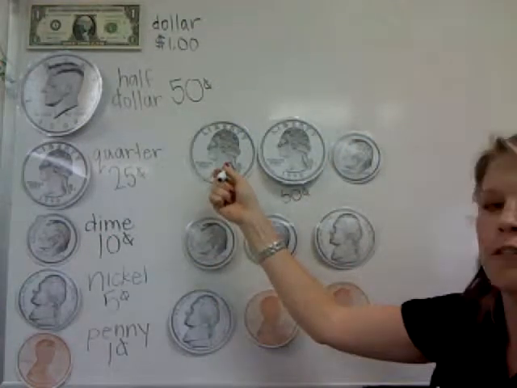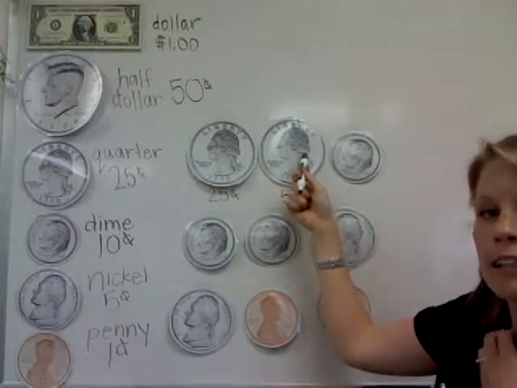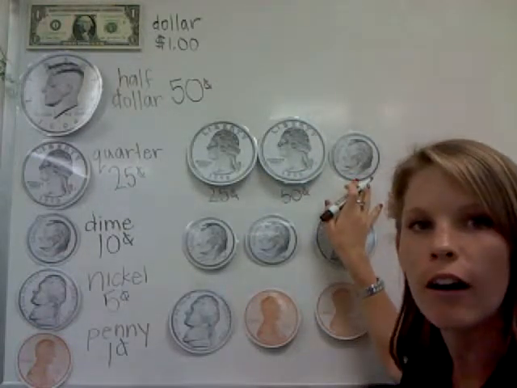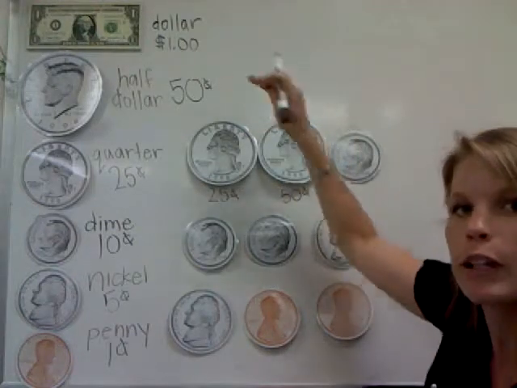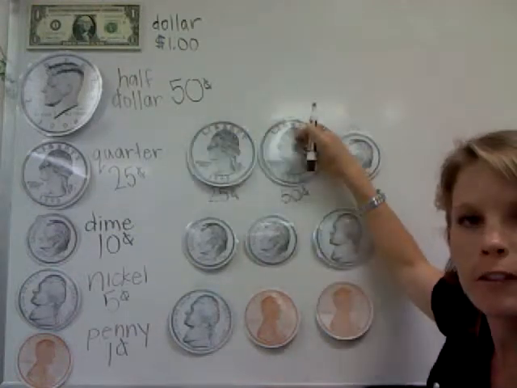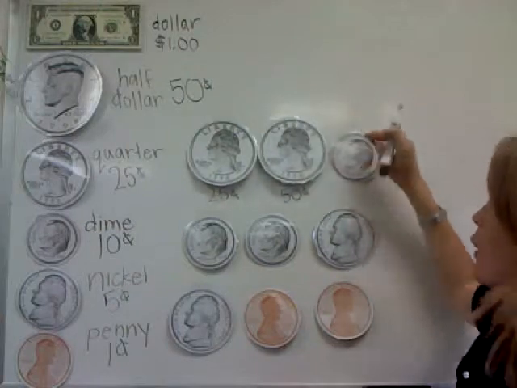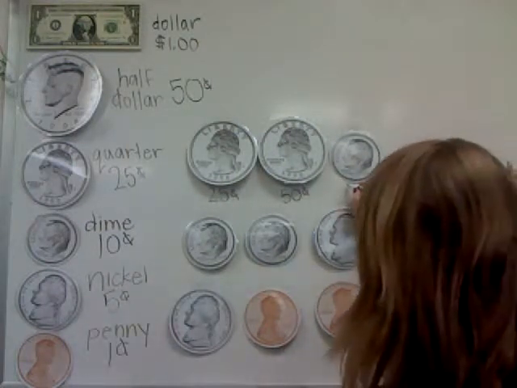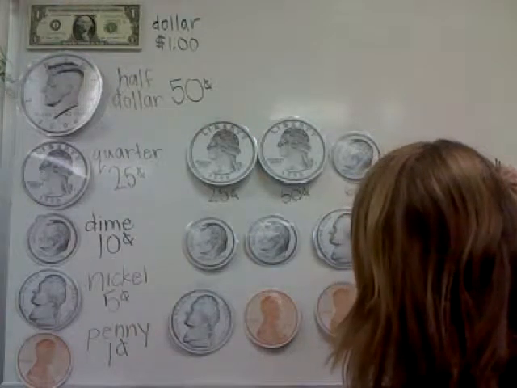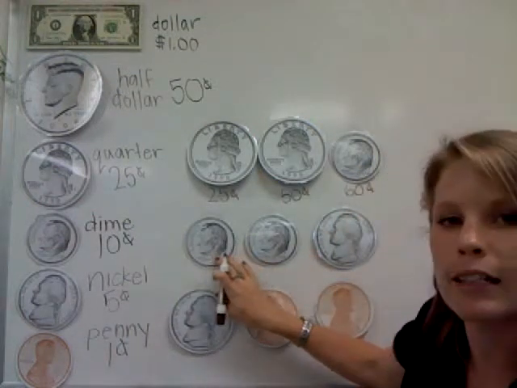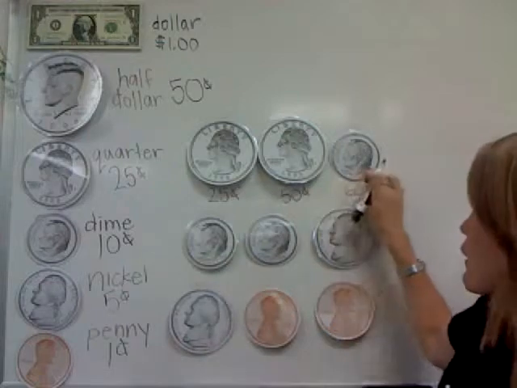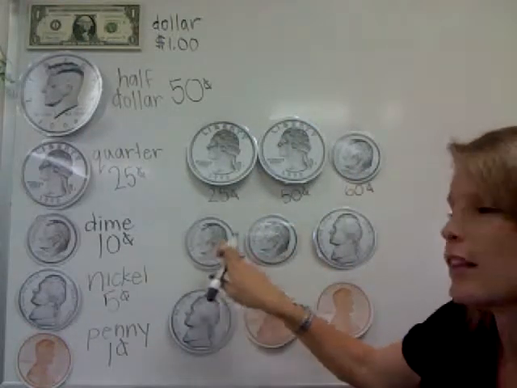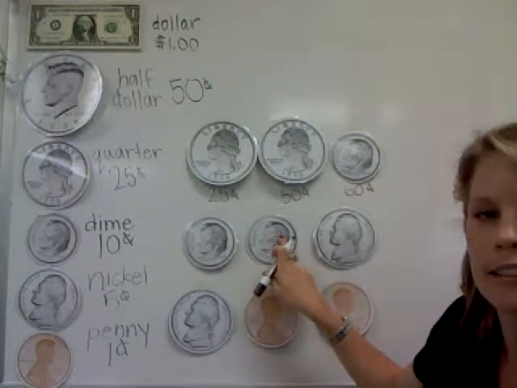So, 25, 50. Now, the next coin is a dime. So now we need to start counting by 10. If we go 25, 50, count by 10, what do we get? 60. Great job. Count by 10 again, we get 70. And let's do the next one since we're still counting by 10s. And then 80. Excellent.